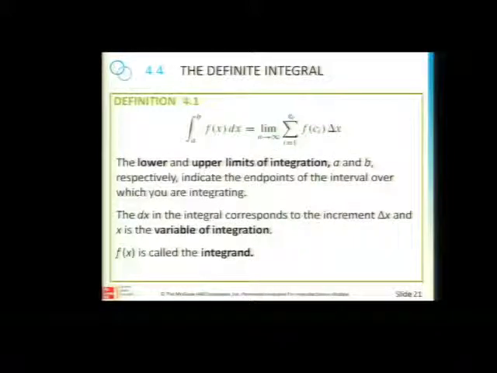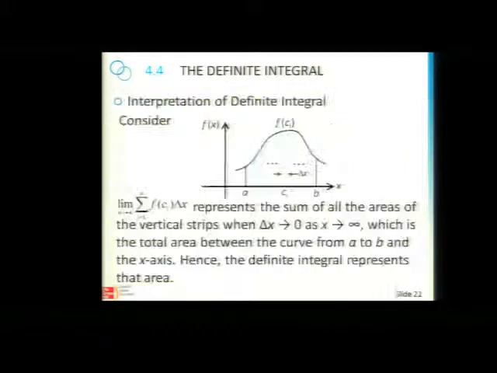What does it mean? First of all, this function f comes from the function f(x), right? We can plot f(x), assuming we can plot on a graph. So let's say we have some graph like that. This is f(x) versus x. And what I'm going to show you is the meaning of this definite integral.